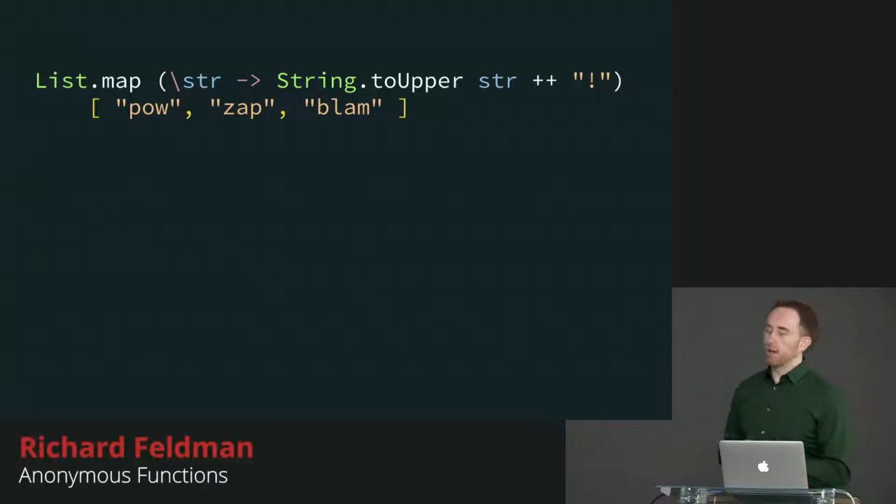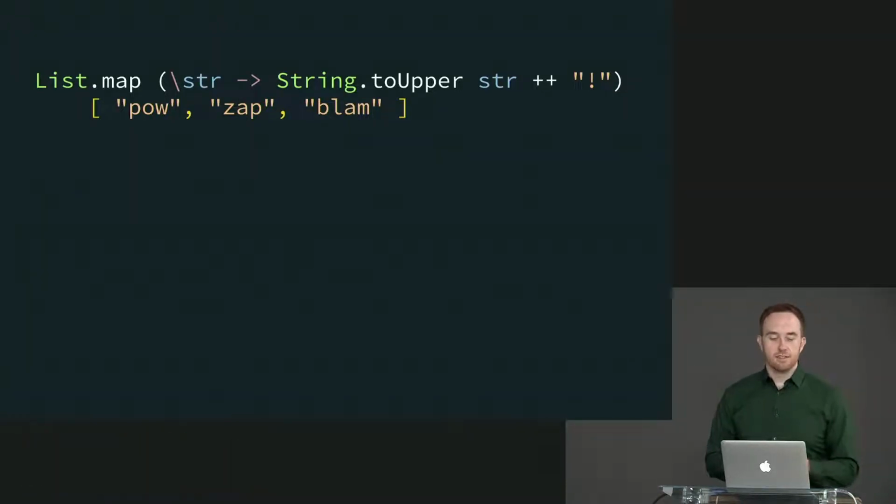So here's the equivalent Elm code. This also introduces something new that we haven't seen before. So List.map \str -> We'll get into what that means momentarily. String.toUpper str. So String.toUpper is Elm's equivalent of .toUpperCase in JavaScript. We've seen ++, and then of course we've seen lists.